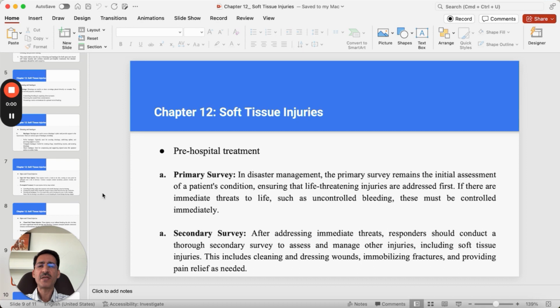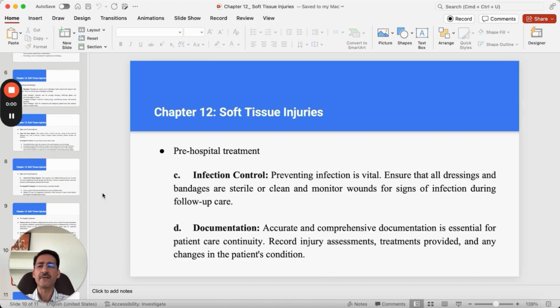Pre-hospital treatment, primary survey. In disaster management, the primary survey remains the initial assessment of a patient's condition, ensuring that life-threatening injuries are addressed first. If there are immediate threats to life such as uncontrolled bleeding, these must be controlled immediately. Secondary survey. After addressing immediate threats, responders should conduct a thorough secondary survey to assess and manage other injuries, including soft tissue injuries. This includes cleaning and dressing wounds, immobilizing fractures, and providing pain relief as needed.